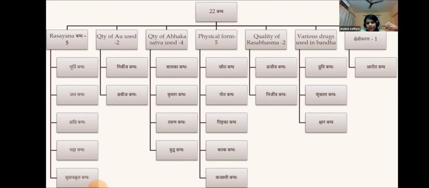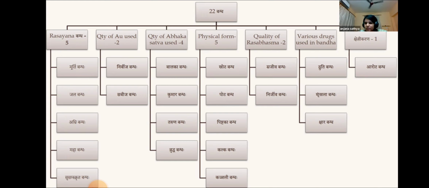The bandhas having rasayana property are of five types: Murti Bandha, Jala Bandha, Agni Bandha, Mahabandha, and Susamskrita Bandha. The bandhas are also classified based on the quantity of swarna used in the preparation. That is known as Nirbija Bandha and Sabija Bandha.